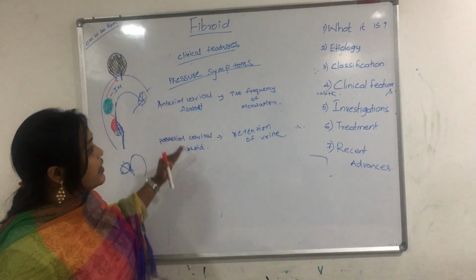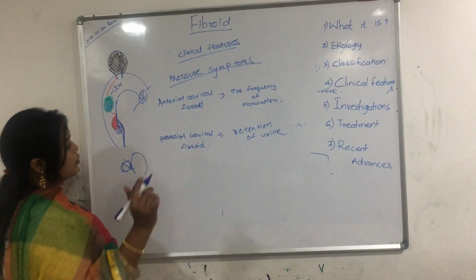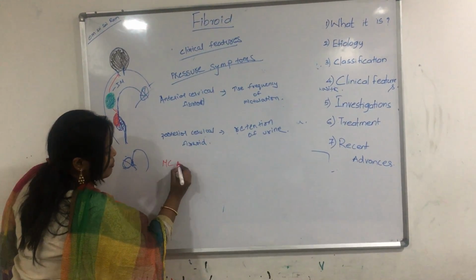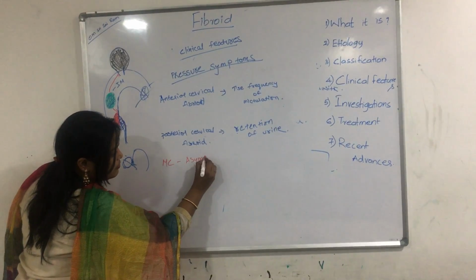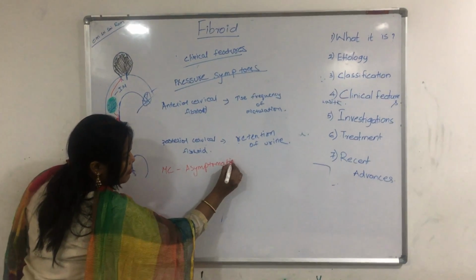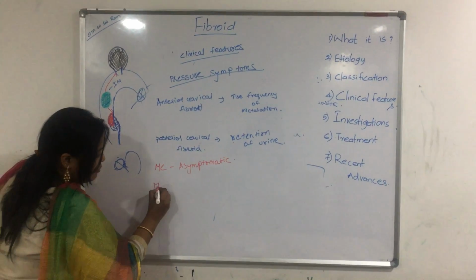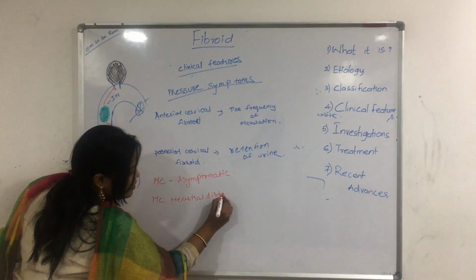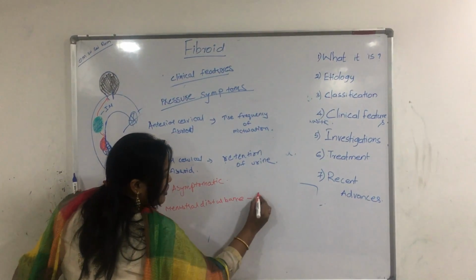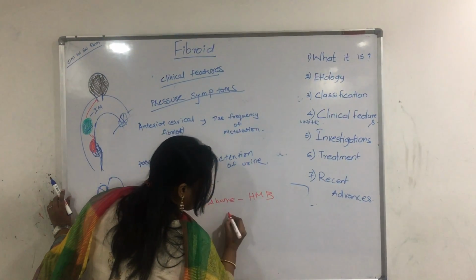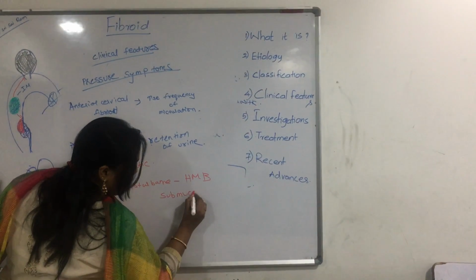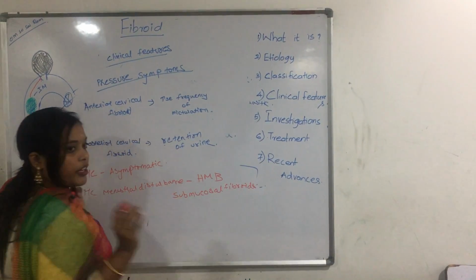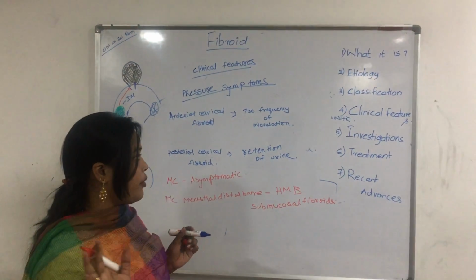Okay, so these are regarding the clinical features. In clinical features, what we should know, or what is asked as MCQs, is that the most common presentation is asymptomatic. More than 50% are asymptomatic. And the most common menstrual disturbance is heavy menstrual bleeding, which is caused by submucosal fibroids. Dysmenorrhea is caused by intramural fibroids.